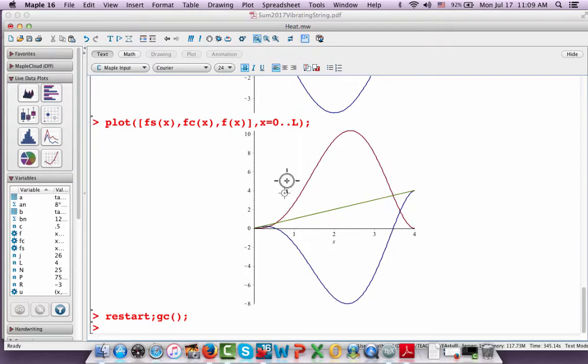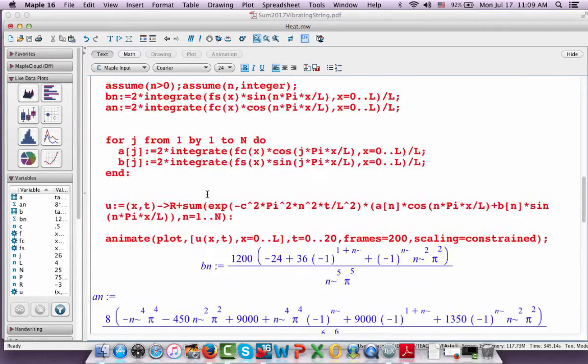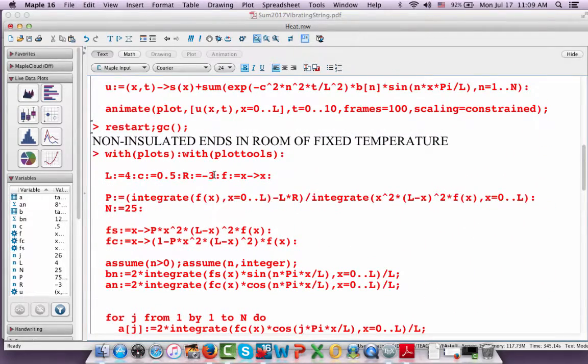So let's see how this changes as we change the problem and we change the room temperature. Let's make it, say, 1 degree. What that's going to do is make the room temperature closer to the average temperature along the bar in the first place. What that means is there's not going to be as much energy loss throughout the bar over time.